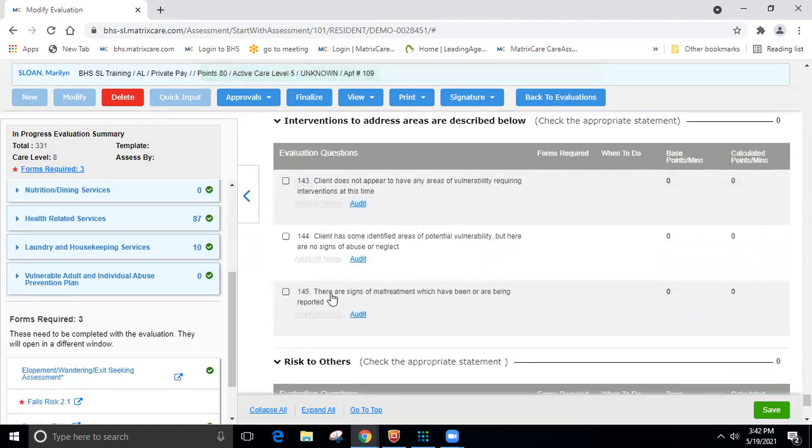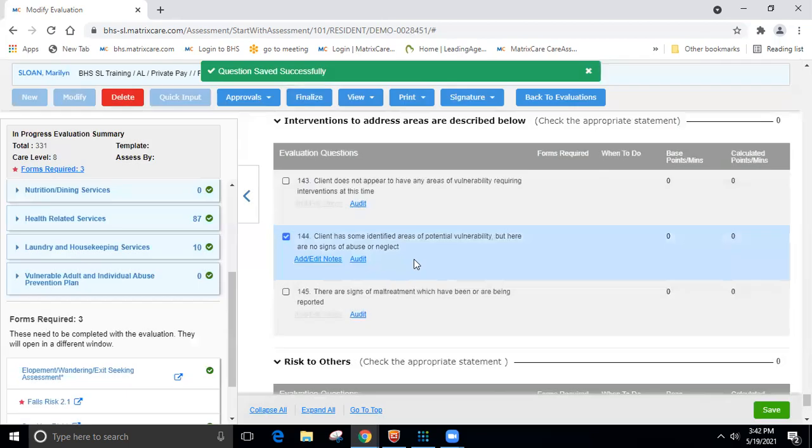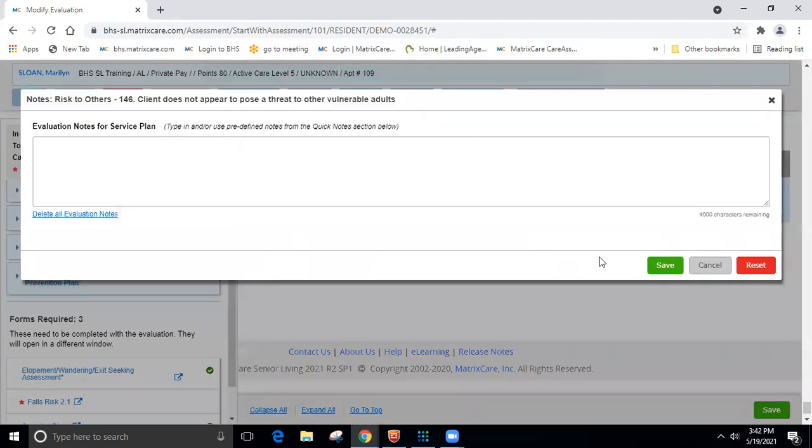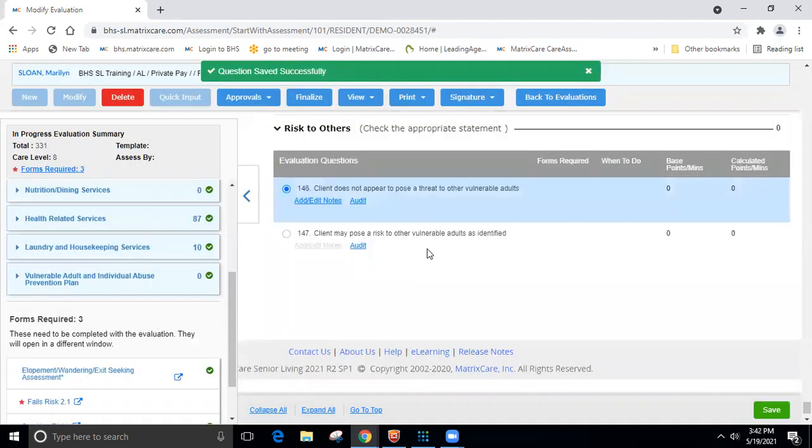And the last of the questions is, do they appear to have some vulnerability, none, requiring interventions, or are there signs of maltreatment? So of course you would have to pick one of those. And then do they have a risk for others? And so this person does not.